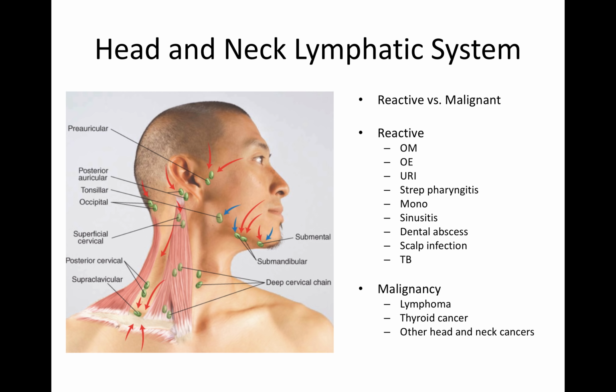Let's move on to the lymphatic system. What do we want you to know about this? The main thing is we want you to be able to identify the different chains. What are these? Occipital chain, posterior auricular, preauricular, the tonsillar, the submandibular, the submental. Deep cervical can be anterior cervical, posterior cervical, the supraclavicular up here. So be able to identify them on exam and be able to name them.